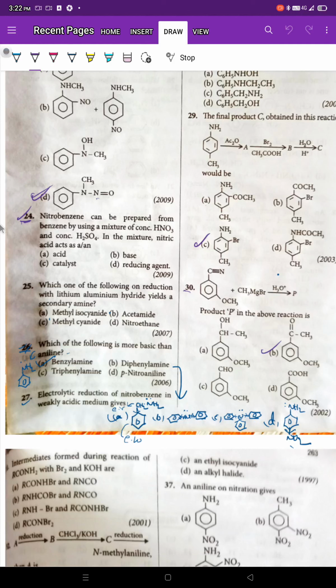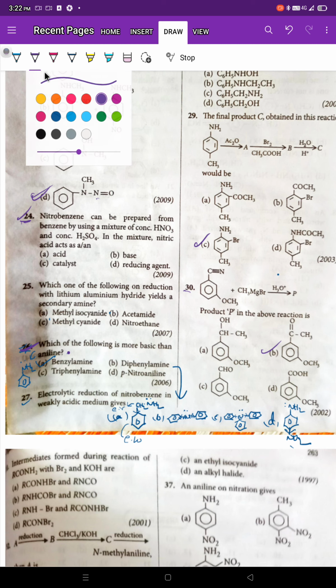Okay, let us start the question 26. Which one of the following is more basic than aniline? Which one of the following is more basic than aniline? How to solve this type of questions?